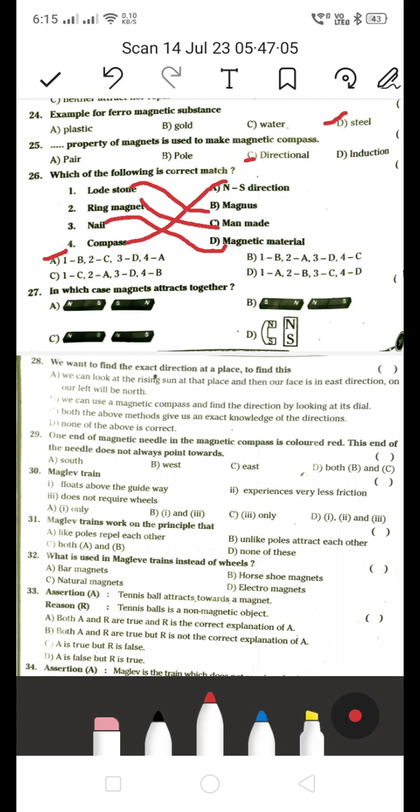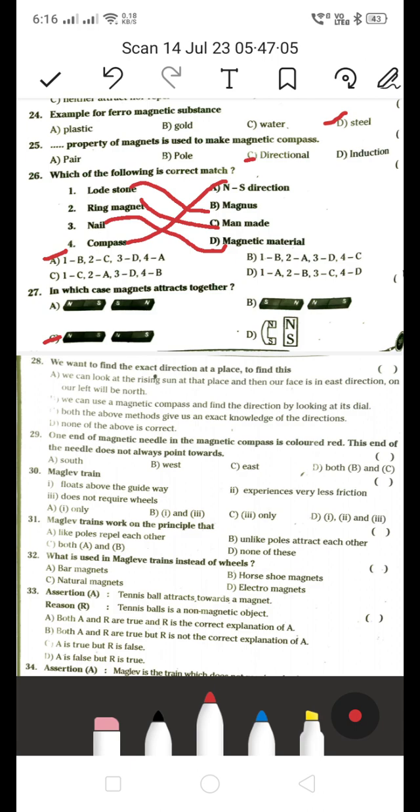In which case do magnets attract together? A north south or south north, B south north or north south poles, C north south or north south, and D north south and north south pole. Which is the right answer? They are asking when they attract together, so C will be the right answer. North south and north south, this is the attract in this case, right?